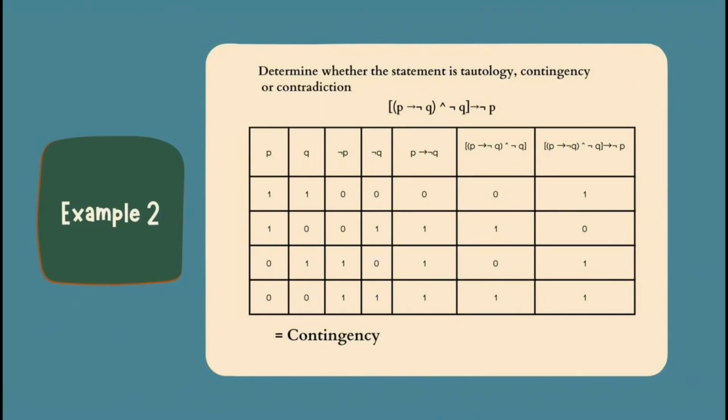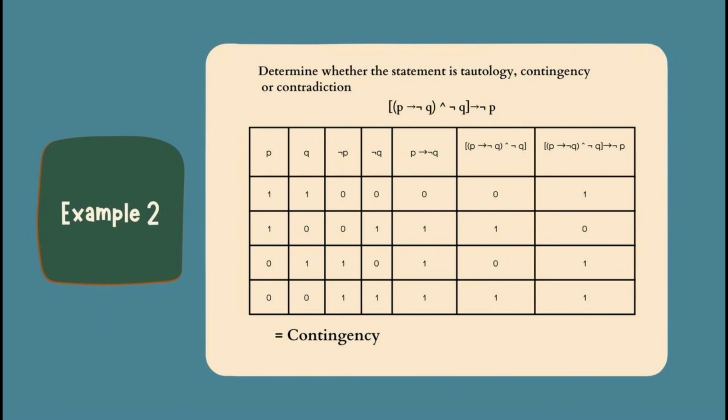For example 2, determine whether the statement is tautology, contingency or contradiction. The symbolic compound statement is P then not Q, and not Q then not P.